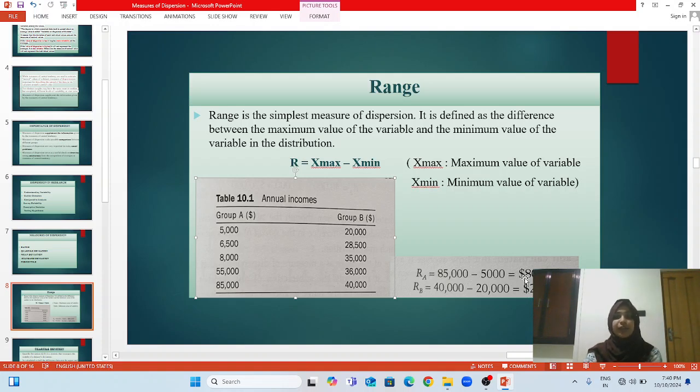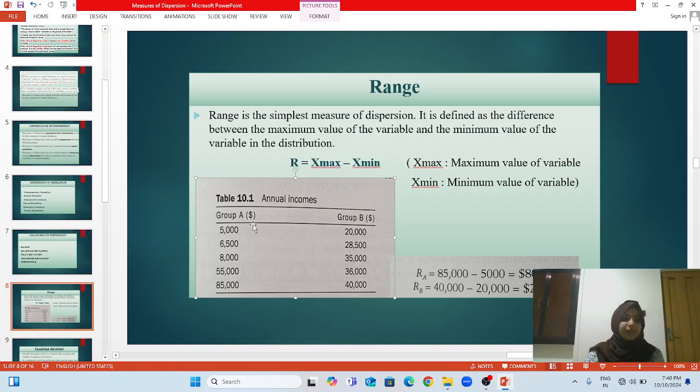So we can see a huge difference in these ranges. We have already seen that the mean values of these two groups' incomes are similar, but we observe now that there is a huge difference in the range value obtained by these two groups. So the highest range value shows that there is a huge dispersion in the data set, and the lowest range value suggests that the data set is less dispersed.